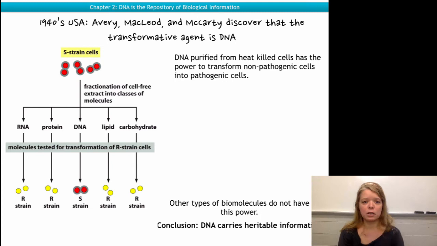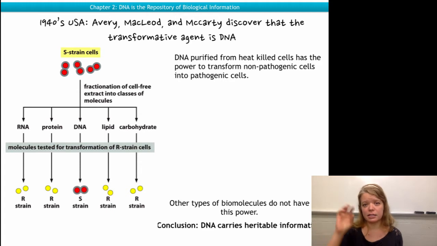And the experiments to answer that question were then performed in the 1940s in the United States by Avery, McLeod, and McCarty. They were good biochemists and very good at purifying different biomolecules out of cells. So they grew up vast amounts of the S strain cells. They heat killed them, just like Griffith did. And then they fractionated their soup of the dead S strains using various approaches: centrifugation, precipitation, columns, whatever was available for them at the time.